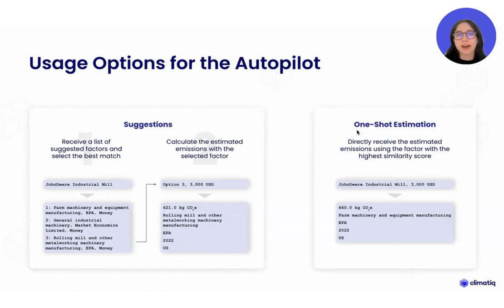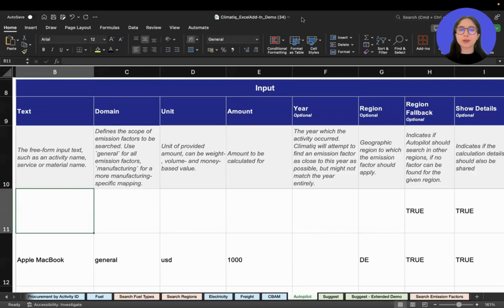Alternatively, if you want to simplify your Autopilot usage to a one-step process, you can utilize our one-shot estimation. For one shot, Autopilot will match, select, and calculate the results in one go. There's no need for you to select from the factors, just instant results. One shot will make the calculation using the factor with the highest similarity score for added accuracy. That's a crash course overview of how Autopilot operates. Let's jump into some practical examples and have a look at how this works.